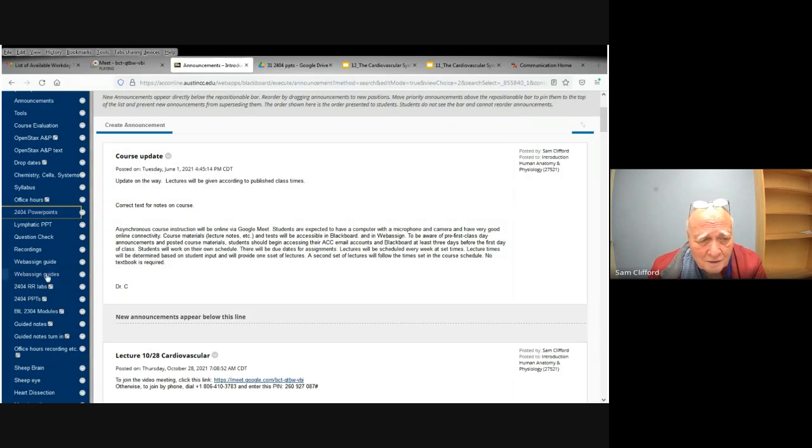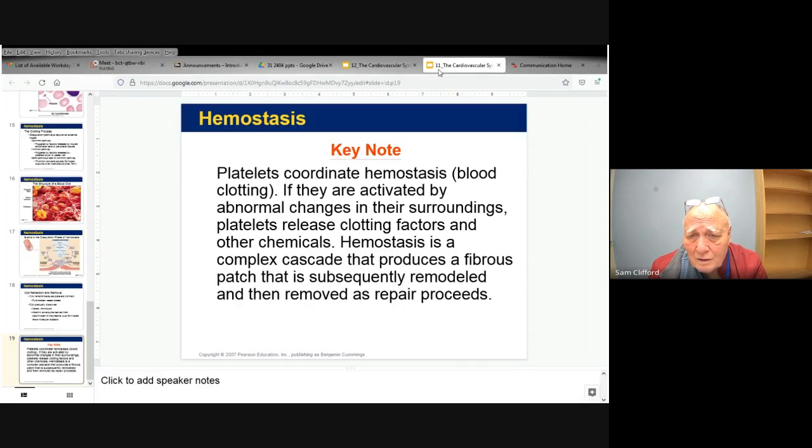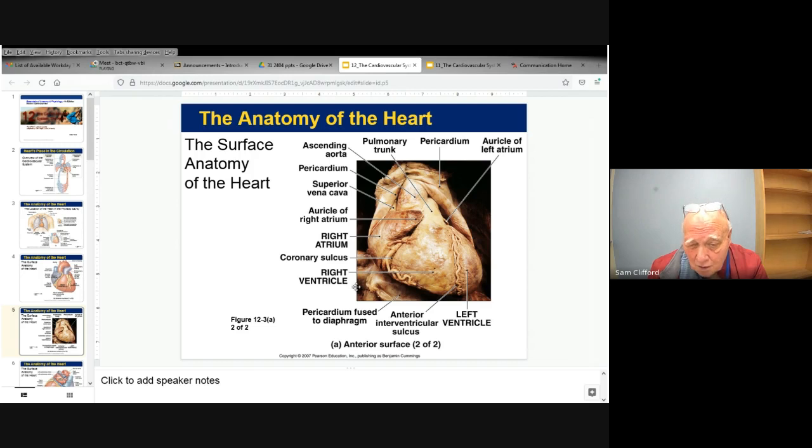You had to study the sheep brain. Here it is, sheep brains over here. And we're back here. Okay, so you should be able to identify all of these cavities and chambers and parts of the heart and so on.